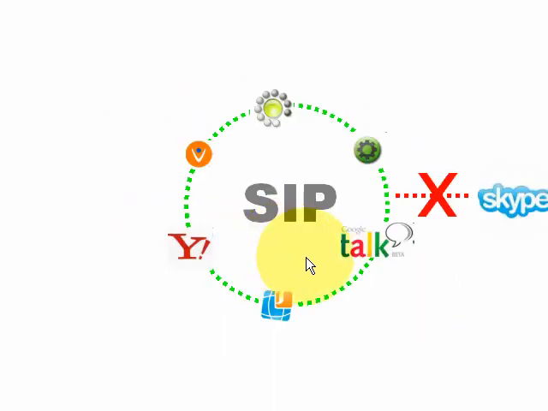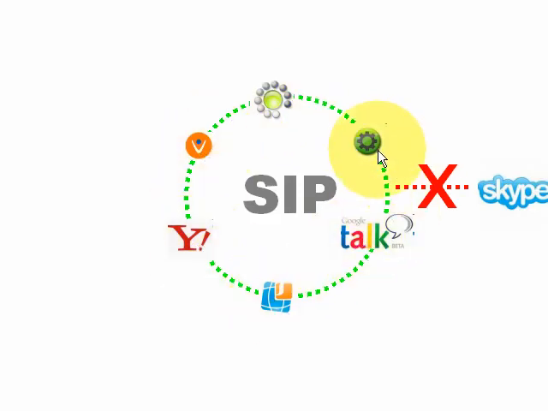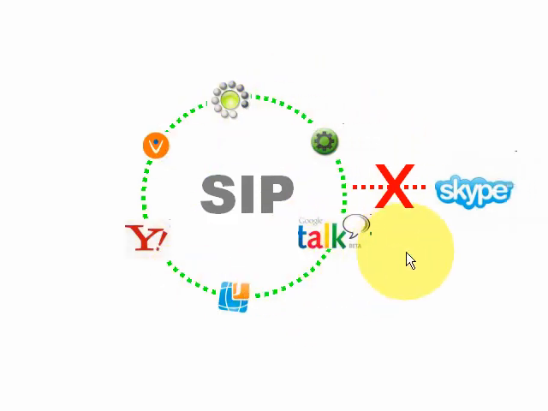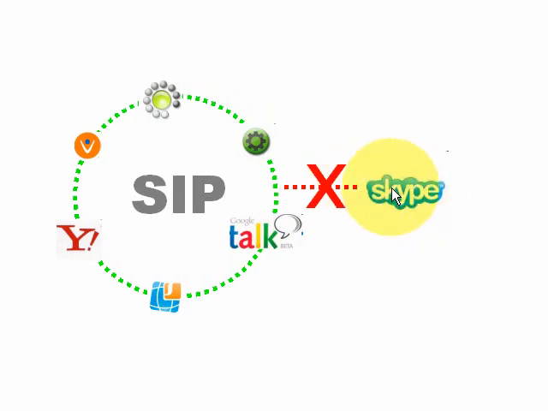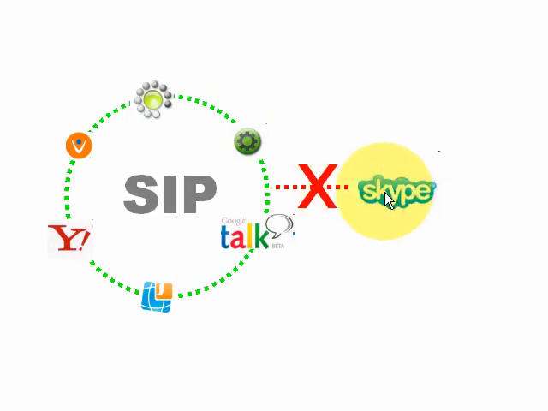The predominant type of VoIP is SIP. SIP is an open standard. That means that it's a common language for VoIP that different providers and manufacturers can use. There are other types of VoIP, like Skype, but that's proprietary. That means that it doesn't work with other systems. Skype only works with Skype.